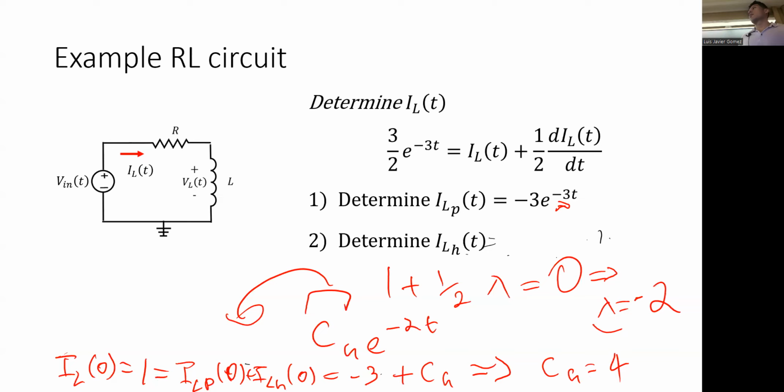I have a question. When you're determining IL sub P, and you're just guessing, can it be wrong? And if so, how do you know? Oh, it just won't work. Your algebra won't work. You notice how all of these things always just cancel out magically. That just won't happen if the guess is wrong.